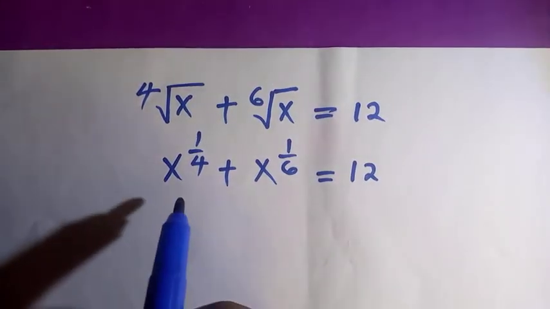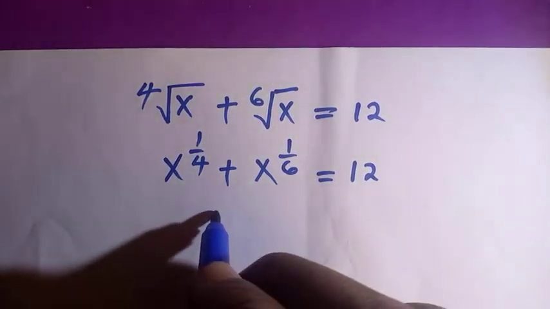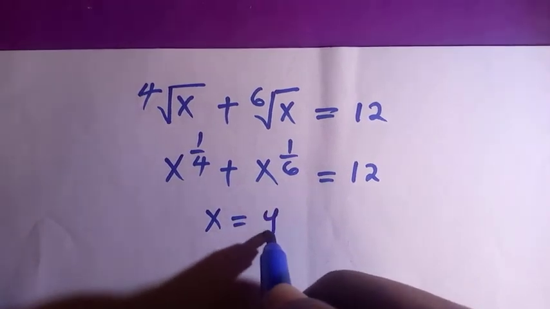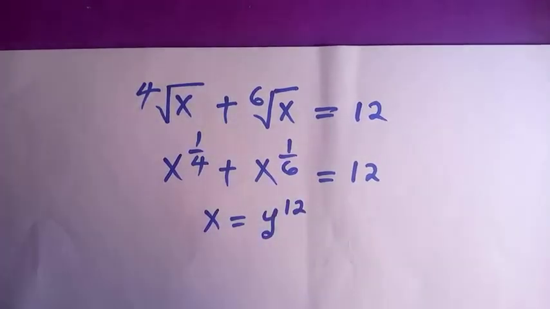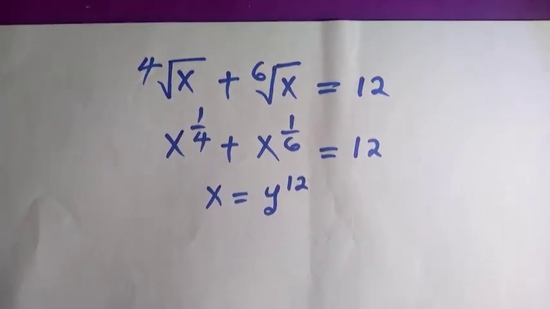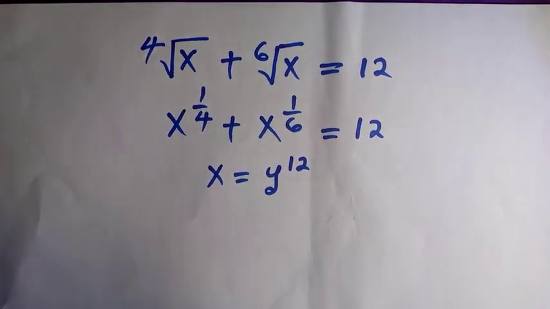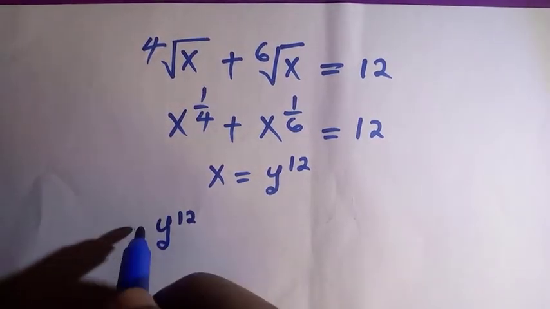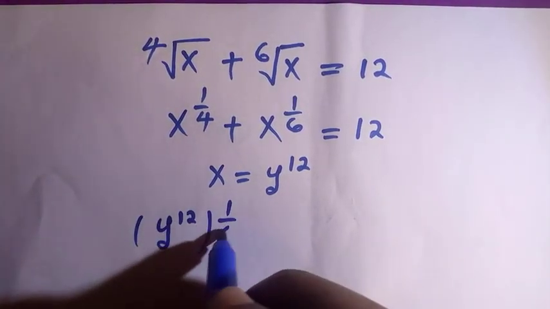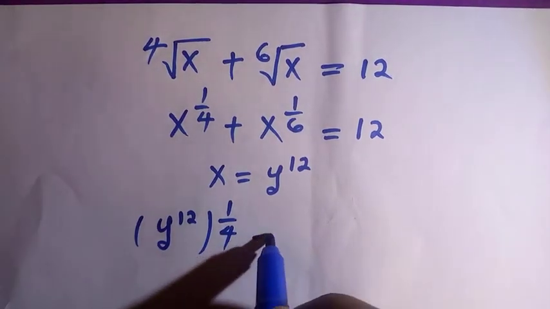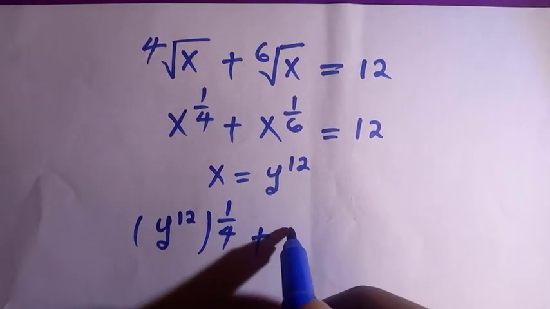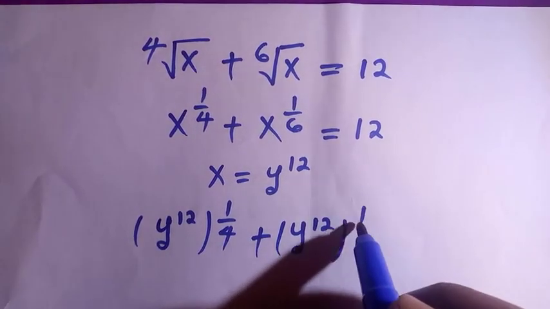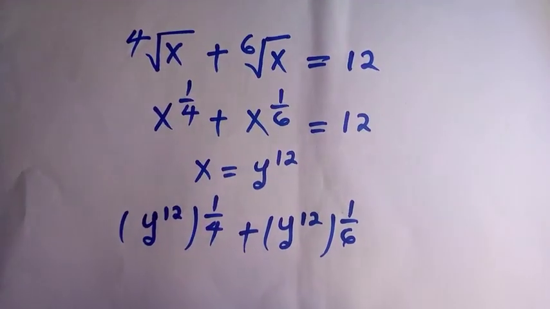So what I'm going to do here is let x equal y raised to the power of 12. The reason is I want to make the powers whole numbers, not fractional numbers. So here we have y raised to the power of 12 raised to the power of 1 over 4 plus y raised to the power of 12 raised to the power of 1 over 6.